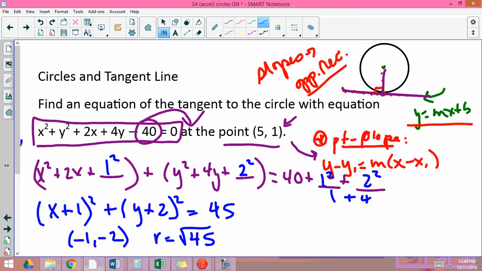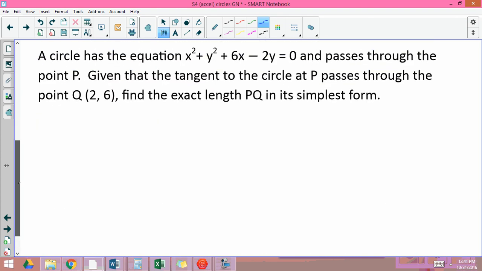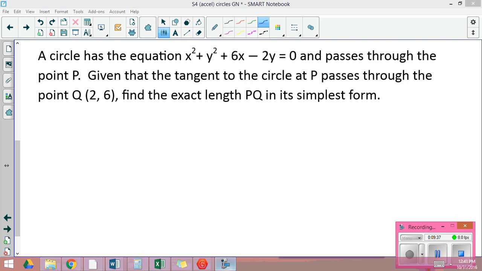So let's look at the second example. So similar sort of problem. Circle has this equation, passes through point P. Given that the tangent to the circle at P passes through a different point, find the length of PQ. This one definitely requires a picture, and I'm going to continue it in the next video.